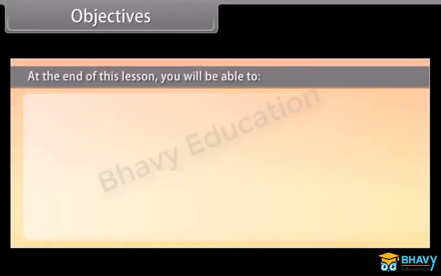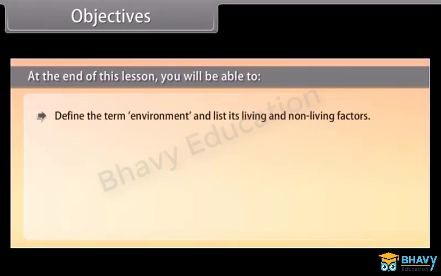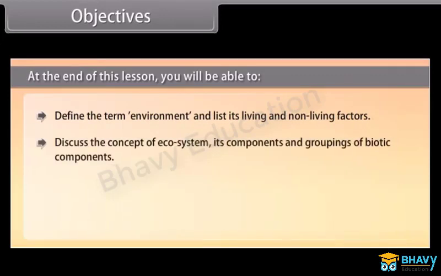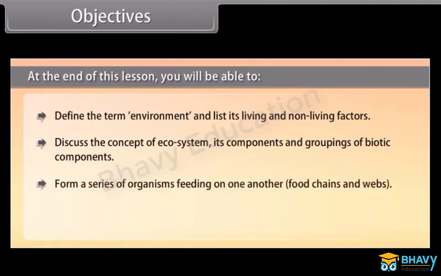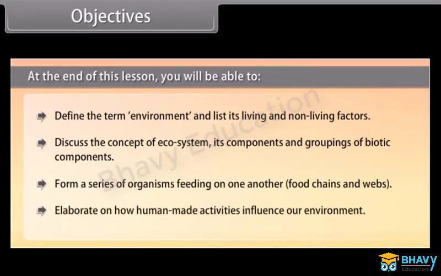Objectives. At the end of this lesson, you will be able to define the term environment and list its living and non-living factors, discuss the concept of ecosystem, its components and groupings of biotic components, form a series of organisms feeding on one another, food chains and webs, and elaborate on how human-made activities influence our environment.